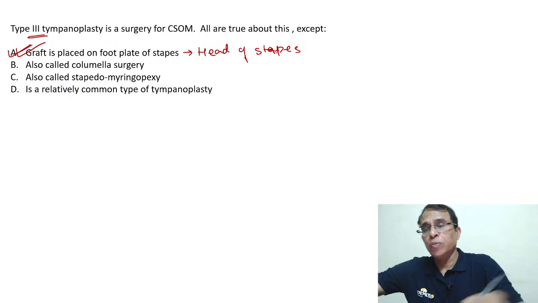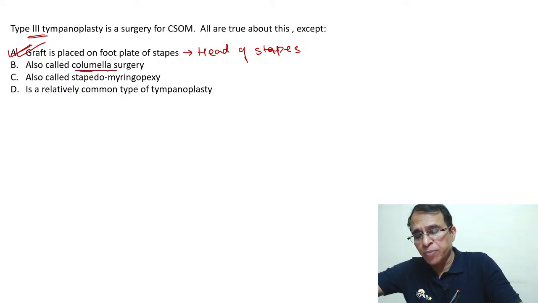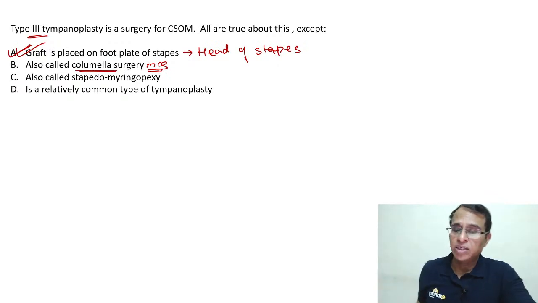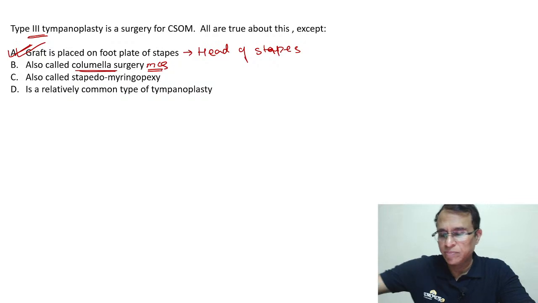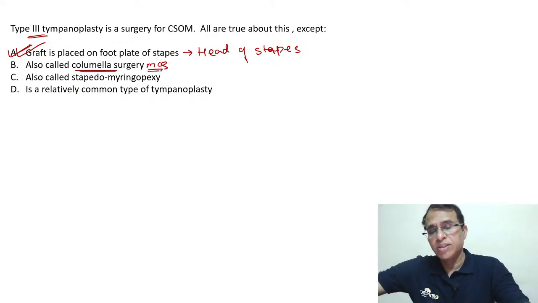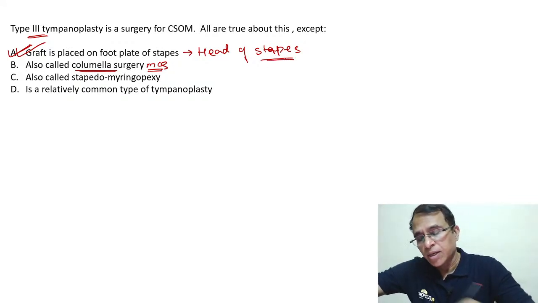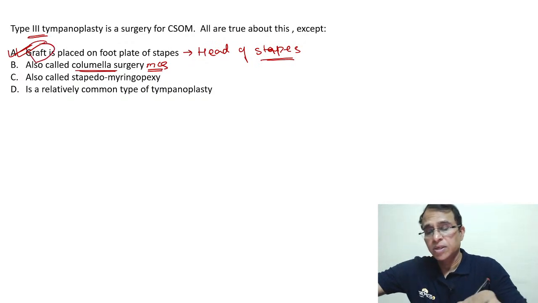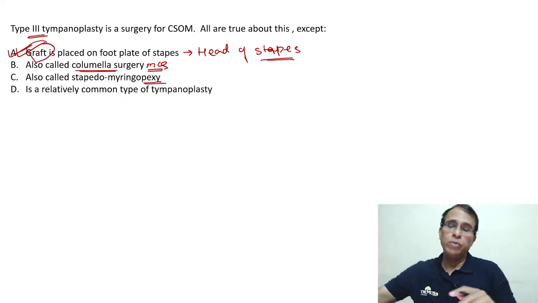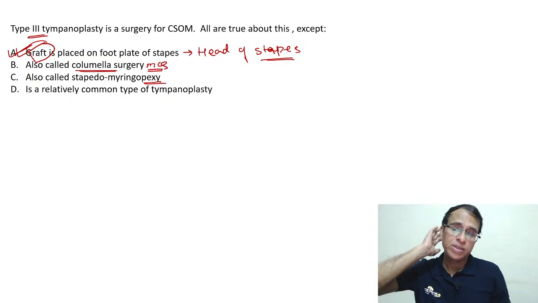That it is called columella. Actually, this is a very popular name and a very important MCQ. They ask you very commonly what is columellar surgery. Columellar surgery is the other name for type 3 tympanoplasty. A very, very popular name. It is also called stapedomeringopexy. See, there is a joint between the stapes and the graft, called myringus. Pexy means joint. So there is a joint between the stapes and myringus, stapedomeringopexy.